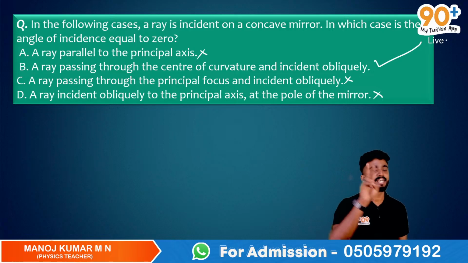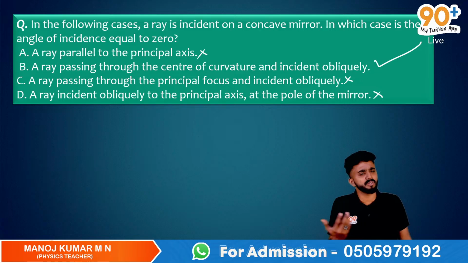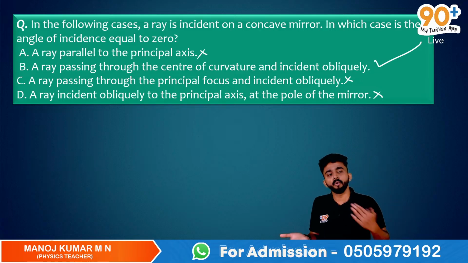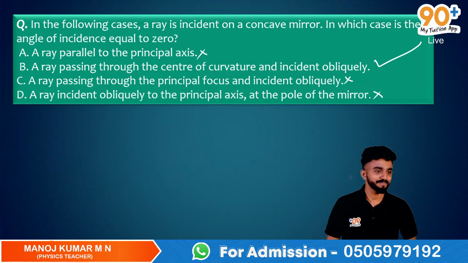Only in the second case, where a ray is passing through the center of curvature and incident obliquely, obliquely means it will make an angle, obviously it will go back through the same path. So option B is the right answer.